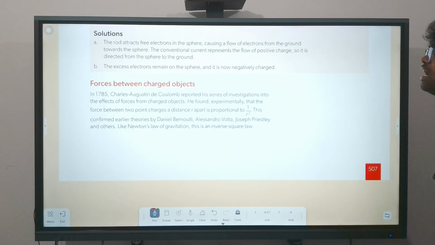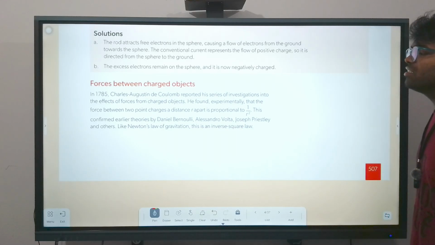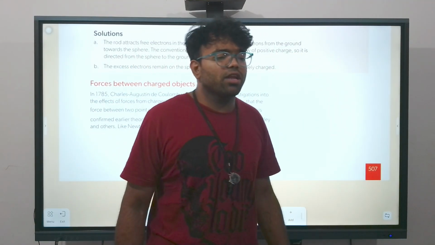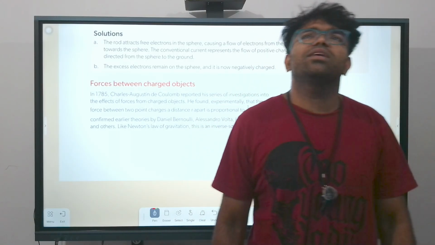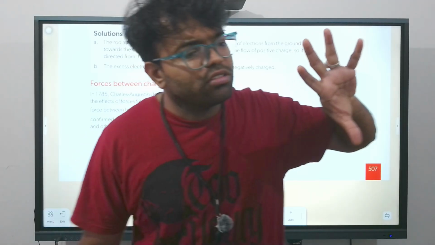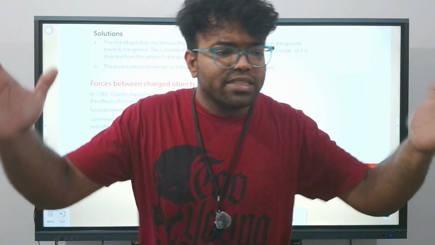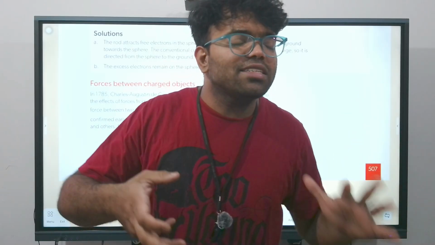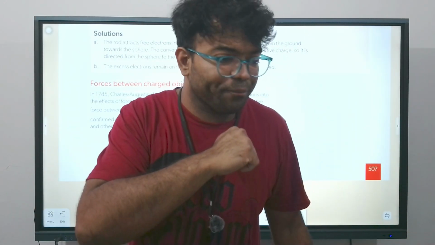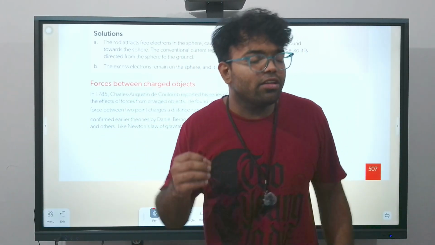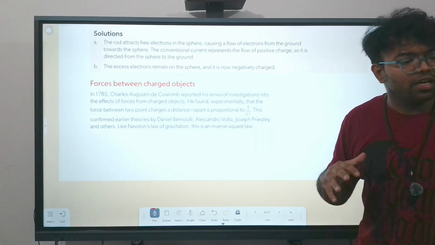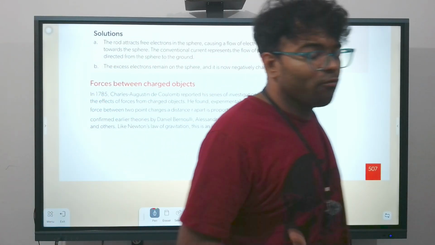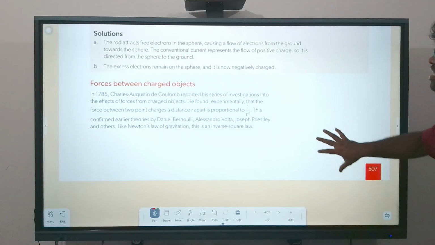He found experimentally that the force between 2 point charges a distance r apart is directly proportional to 1 upon r square. 1 upon r square means what? There is a certain force existing between two charged particles, and that force is increasing as the distance between the charged particles is decreasing. It is decreasing inversely to the square of the distance. He observed that force is increasing when the distance between the charges is decreasing.